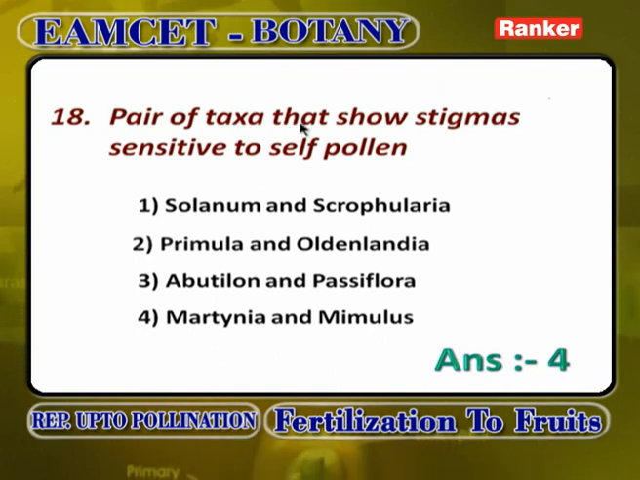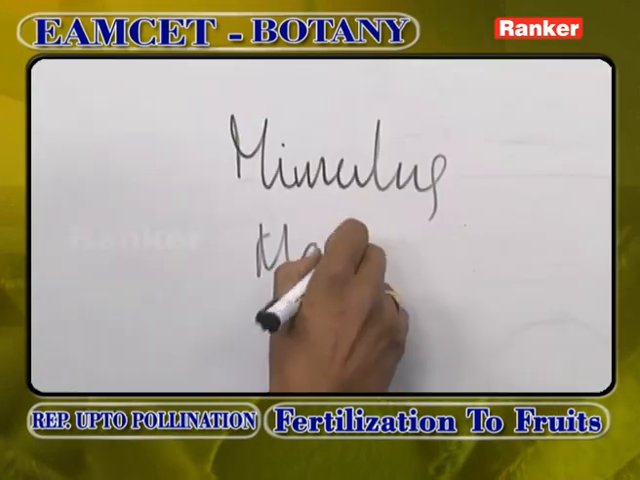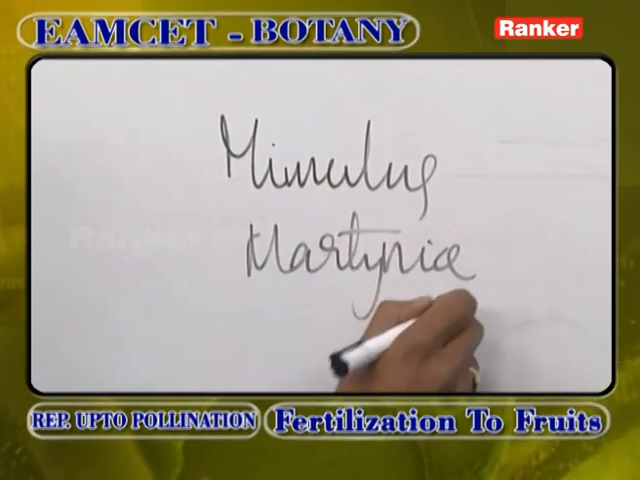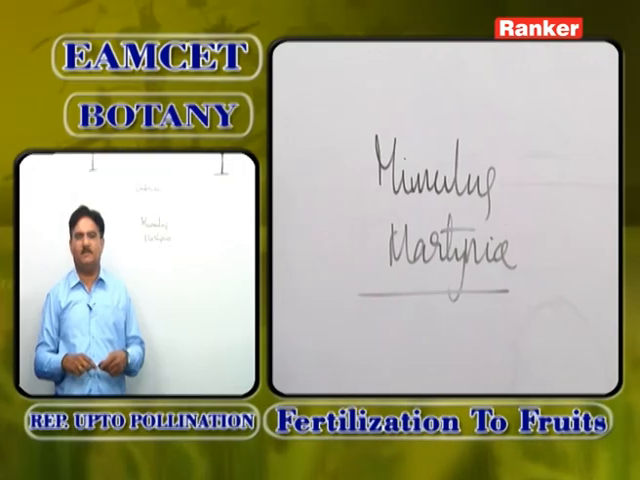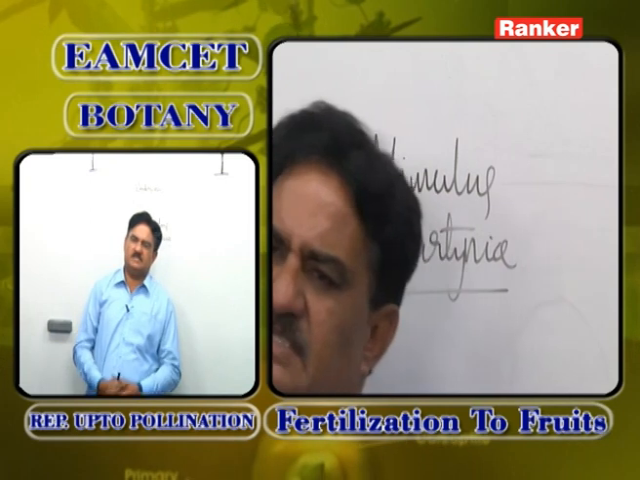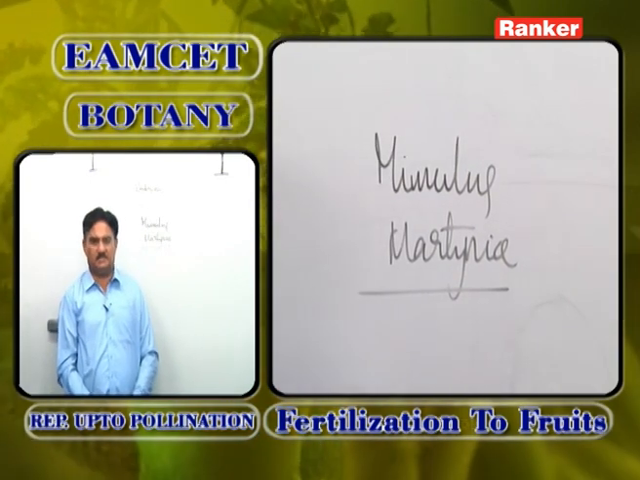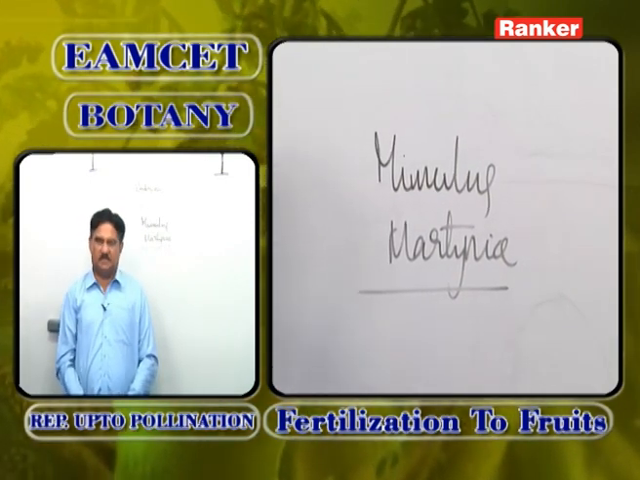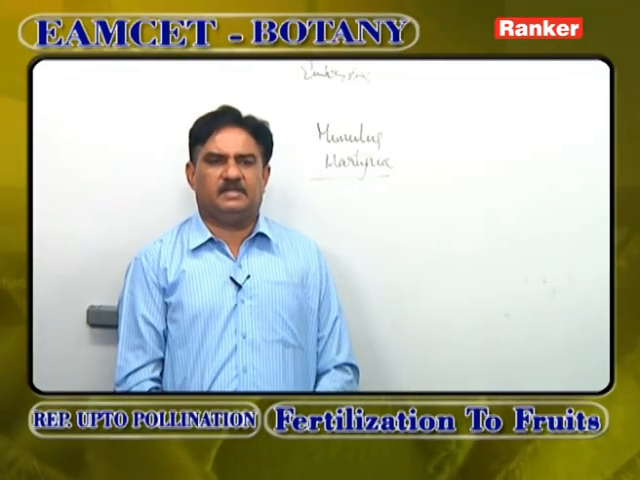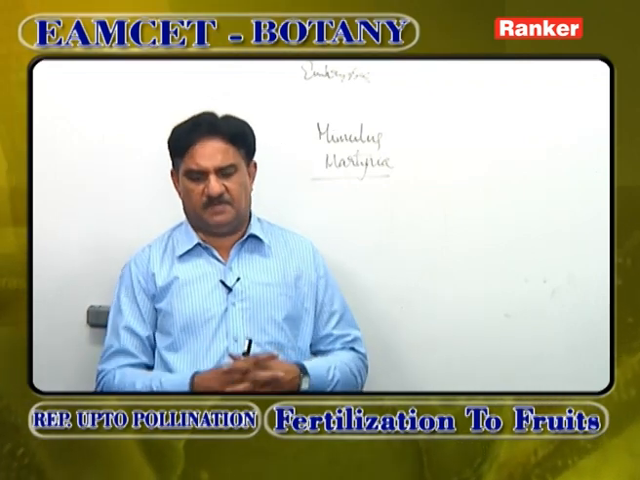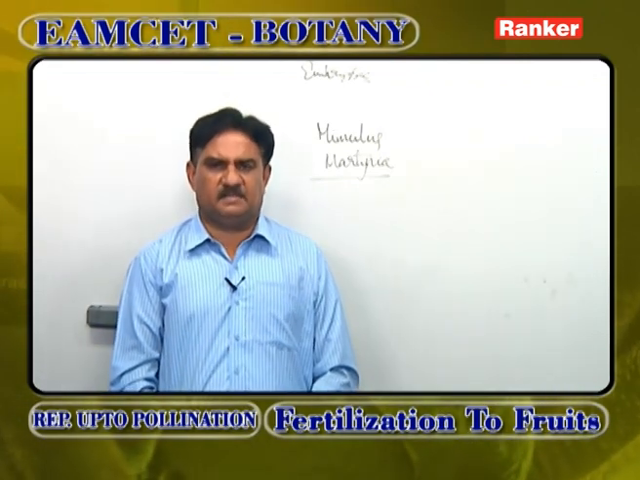Pair of taxa that show sensitive stigmas to self pollen: Mimulus and Martynia. The special feature in these two plants is that whenever the anther of the same flower is liberating the pollen grains, they close the sensitive areas of the stigma which receive the pollen and help in fertilization. Because they close the stigmatic lobes, they cannot collect the pollen grains liberated from the anther of the same flower.